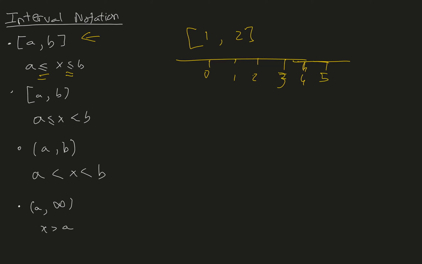If you consider this set 1, 2 with the square brackets, that means this set includes both 1 and 2. Whereas if you consider the set with a round bracket, then the set does not include 2. So if we consider this set 1, 4, then this set includes 1, 2, 3, but it does not include 4.